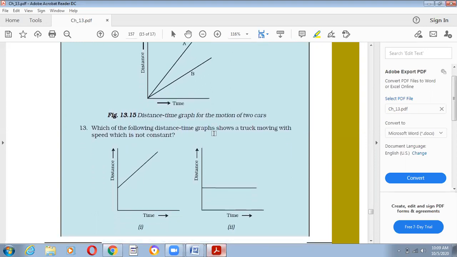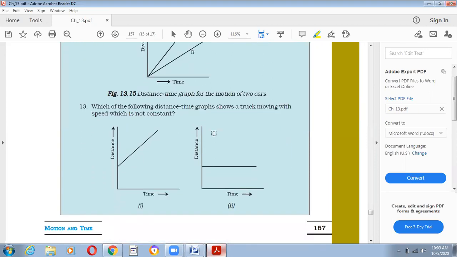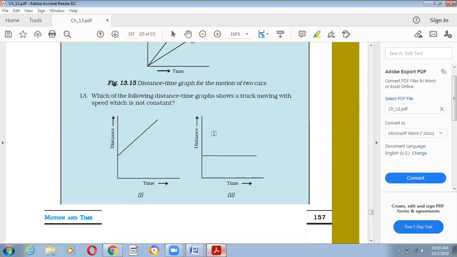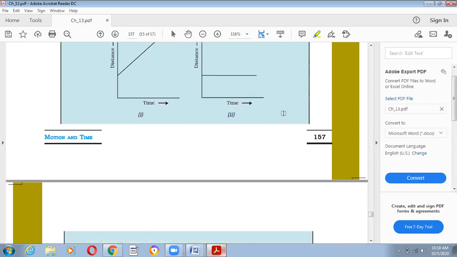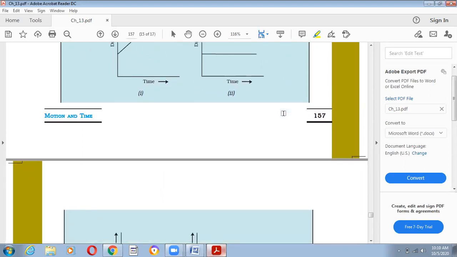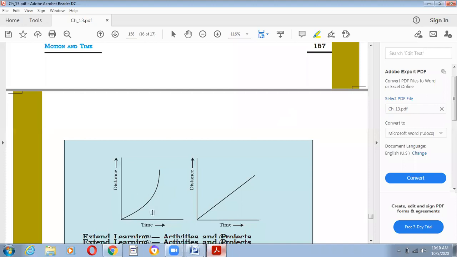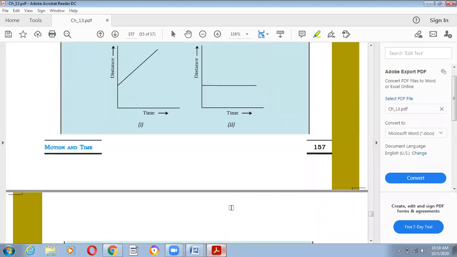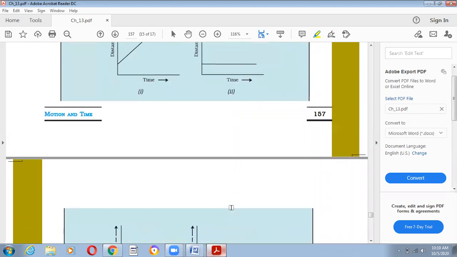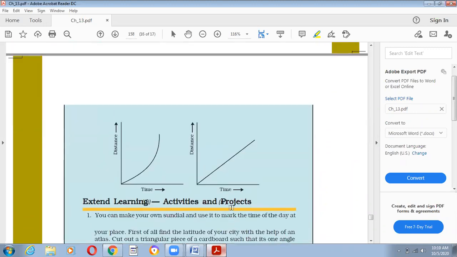The next is, which of the following distance time graphs shows a truck moving with a speed which is not constant? Which is not constant? We know that it is the third one, because this is not constant. In all these three cases, the straight line is there, whether it's parallel to the time axis or moving at a particular angle, right?